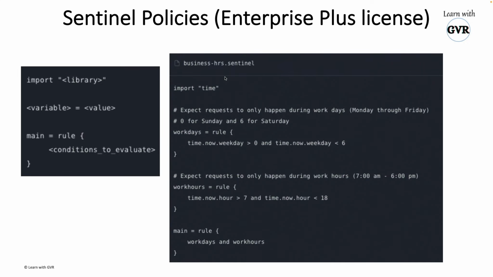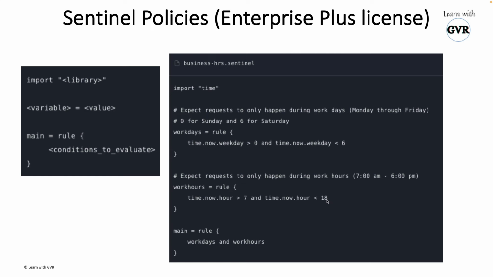Say here, the example is I wanted to access my Vault server only in business hours. After business hours, my password should not be accessible. How do you configure it? You will import time. There is a bunch of libraries available. Work days: you will be creating a rule. A Sentinel policy is nothing but a rule. You are telling the rule that time.now.weekday is so and so, 0 and 6 meaning only 5 days. Or hours, what is hours?